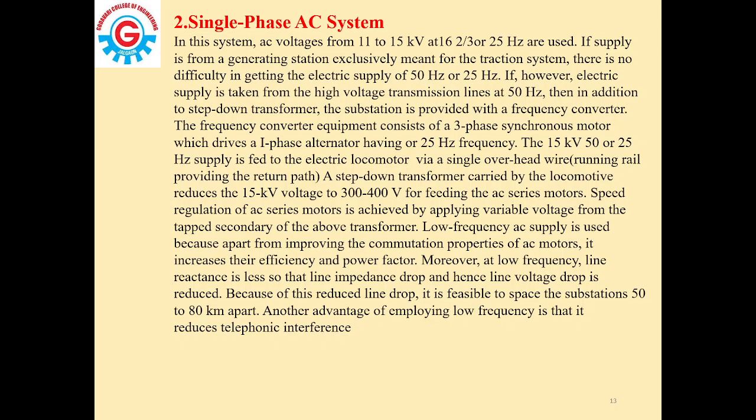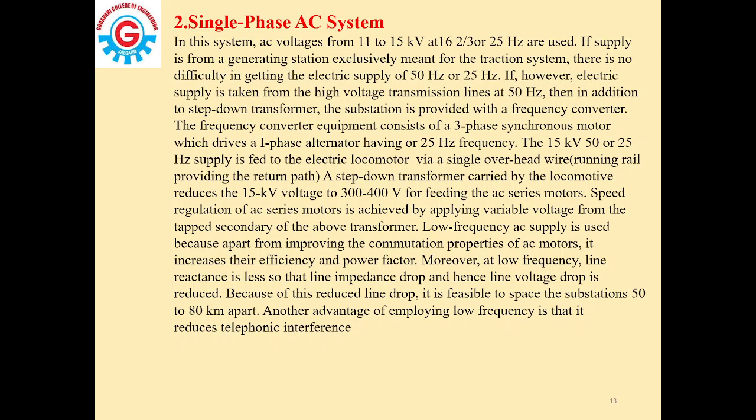If, however, the electrical supply is taken from the high voltage transmission line at a frequency of 50 Hz, then in addition to the step-down transformer, the substation is provided with a frequency converter. The frequency converter equipment consists of a three-phase synchronous motor which drives a single-phase alternator having 25 Hz frequency. The 15 kV, 50 or 25 Hz supply is fed to the electric locomotive via a single overhead wire.